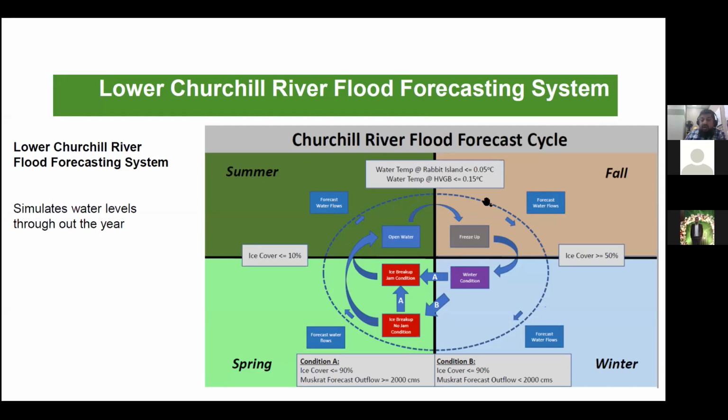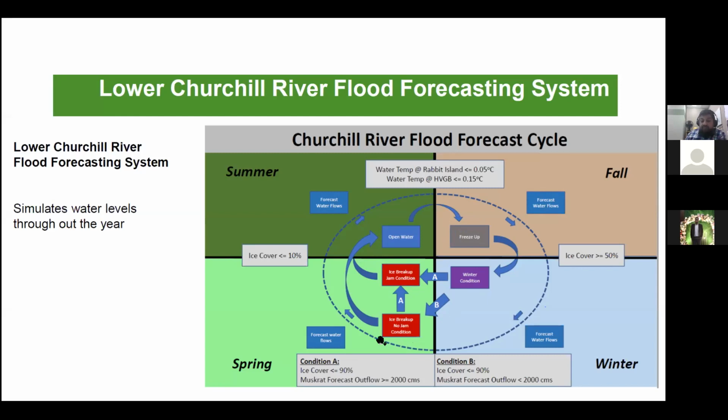As we enter fall and we see the water temperatures starting to fall, it switches into freeze-up mode. And what happens is HEC-RAS gets replaced by RiverIce, which again is another open source river ice hydraulic model. It starts freezing up. Then during winter, it continues using the winter conditions. And then when it comes to spring, depending on what the ice cover percentage is and what the flows are, it either lets the ice rot in place or it starts simulating ice jams. This is the first system of its kind in the country.